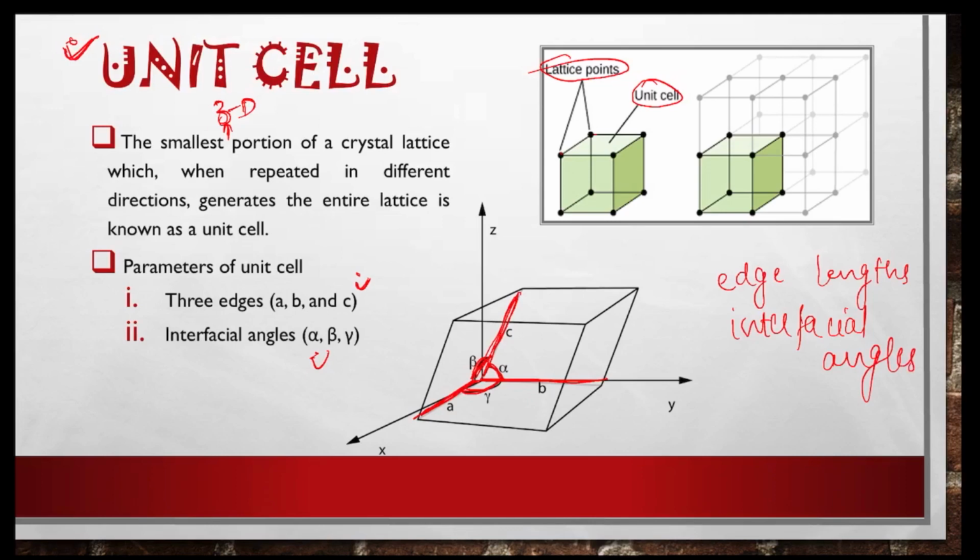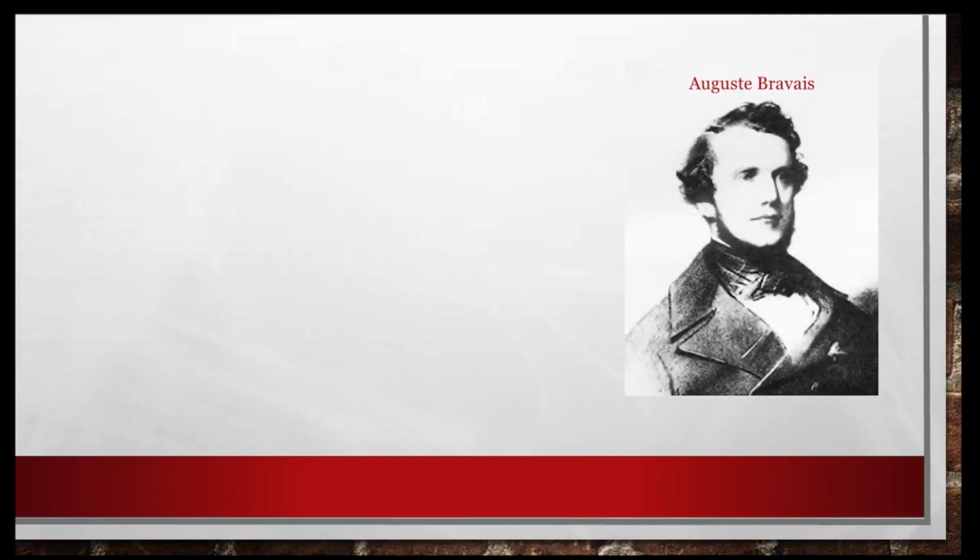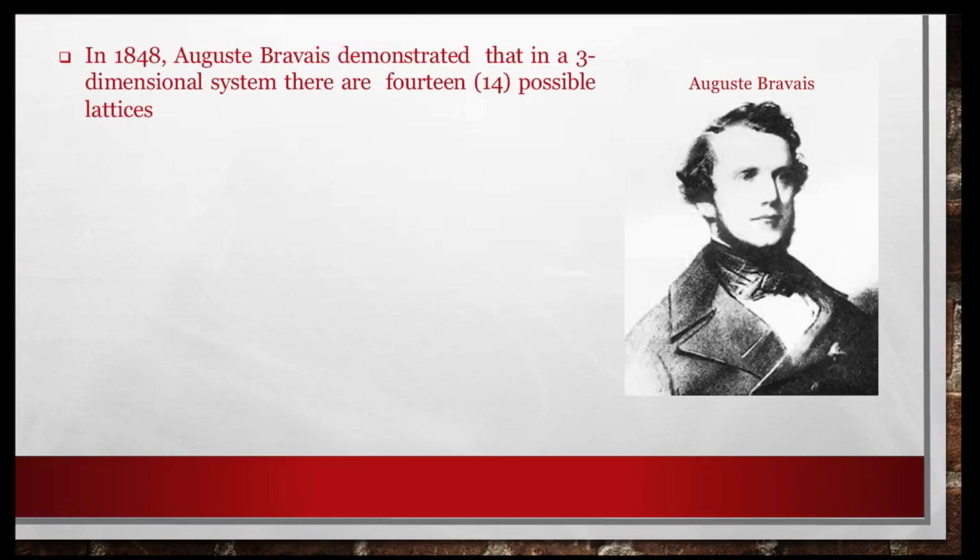And who was the first person to basically bring about these characteristics? His name was nothing but Auguste Bravais. Very, very important scientist. Now, where did this story start from? Auguste Bravais in 1848 demonstrated that in a 3-dimensional system there are 14 possible lattices. एक 3-dimensional system में we can have a maximum of 14 lattices, and since he found it experimentally, that is why these lattices are known as Bravais lattices.